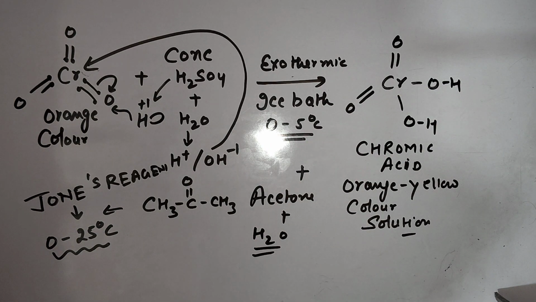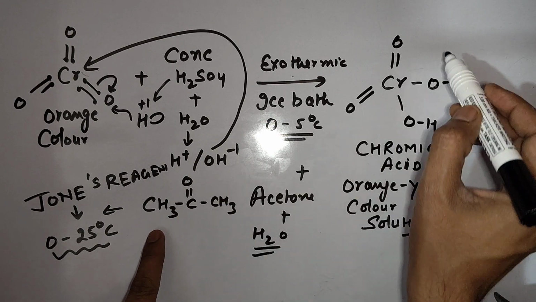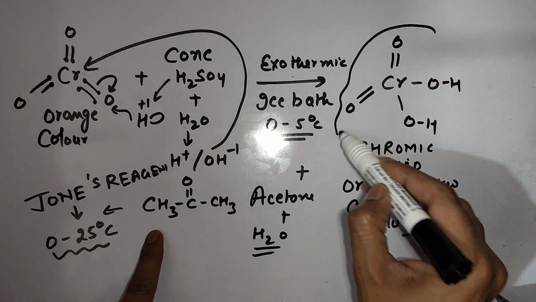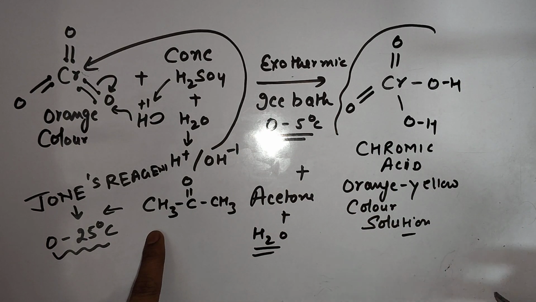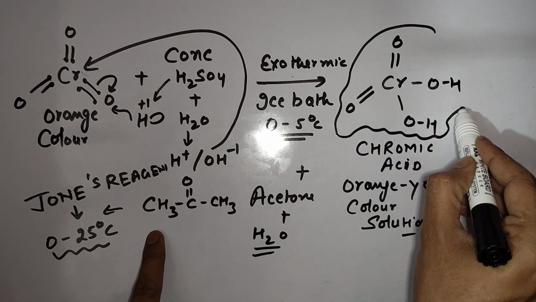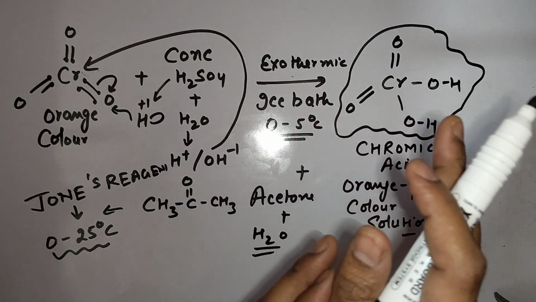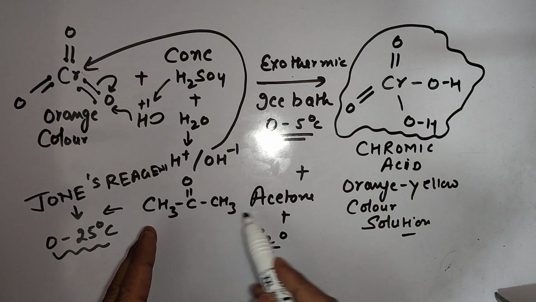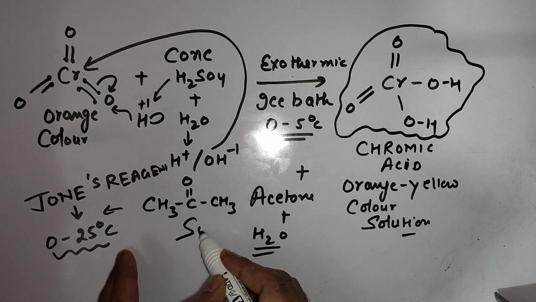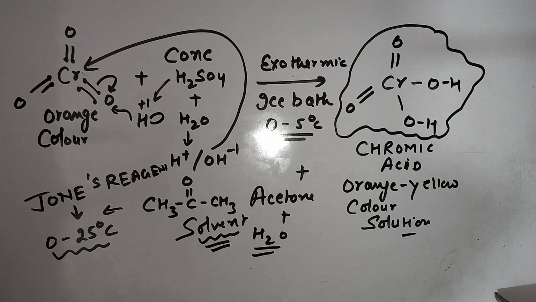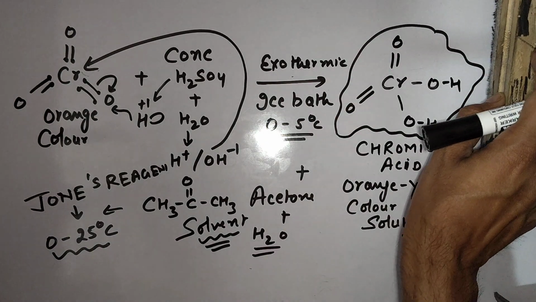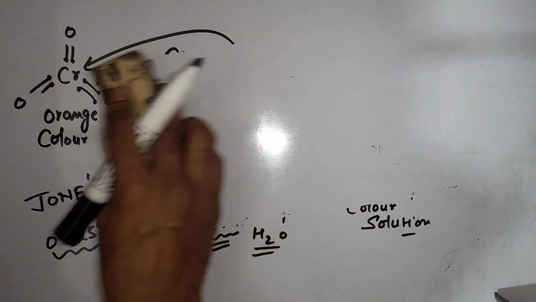Now, after this preparation method, let's check how this Jones reagent works. Let me repeat again, who will work as the oxidizing agent in Jones reagent? This chromic acid. This chromic acid will do the oxidation of alcohol. Acetone and water are solvents. Jones reagent will work at 0 to 25 degrees Celsius temperature. Now let's check how it will oxidize 1 degree alcohol. Let's understand the mechanism.